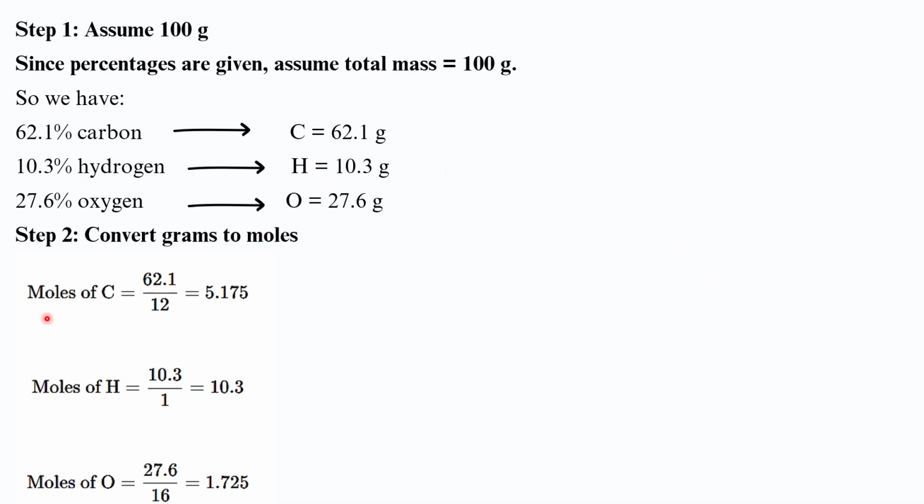So, how to convert these grams into moles? It's simple. What is the formula for number of moles? Number of moles is equal to the mass of that particular substance divided by the molar mass. For carbon, the mass of the substance given is 62.1. So I will write the mass divided by the molar mass. What is the molar mass of carbon? It is 12. If I divide these two values, I will get this answer. Similarly, I will do it for hydrogen and for oxygen, and I will end up with moles of carbon, hydrogen, and oxygen respectively.